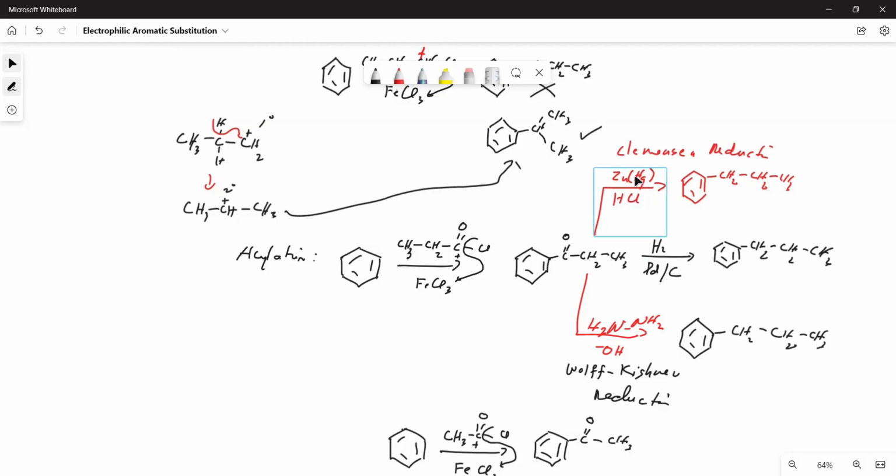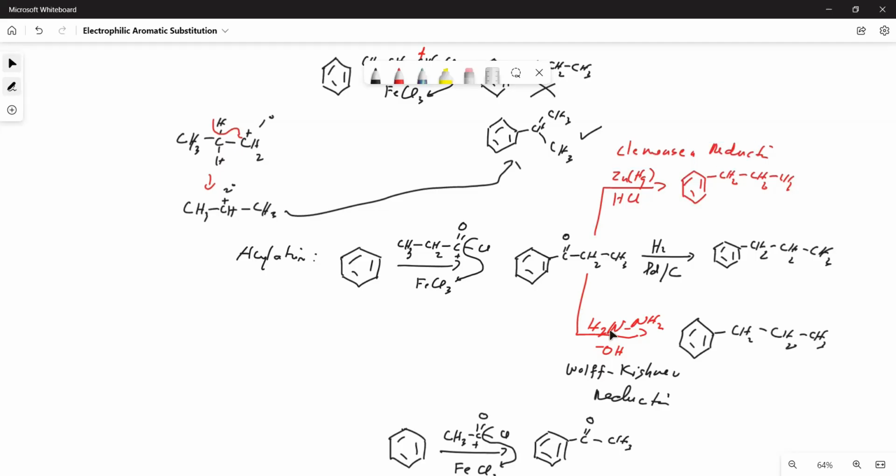One is an alloy or an amalgam of zinc and mercury in the presence of hydrochloric acid. You know, metal reacts with acid to produce what? Hydrogen gas. And that hydrogen can displace the oxygen to produce the propyl benzene. And you call this reduction Clemmensen reduction.